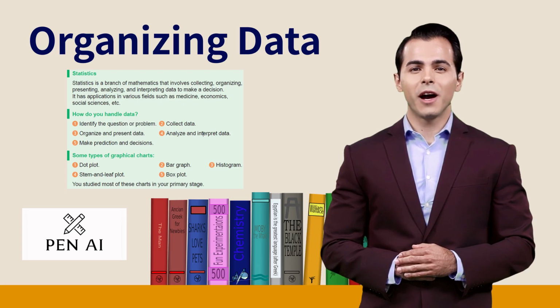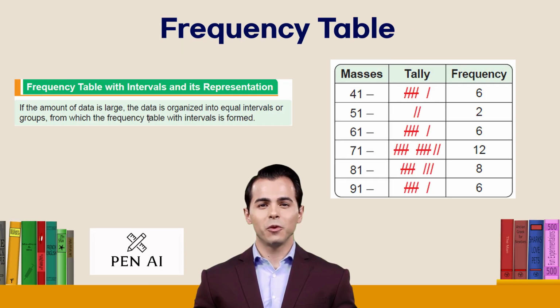Then, some types of graphical charts: dot plot, bar graph, histogram, stem and leaf plot, box plot. Frequency table with intervals and its representation. If the amount of data is large, the data is organized into equal intervals or groups from which the frequency table with intervals is formed.